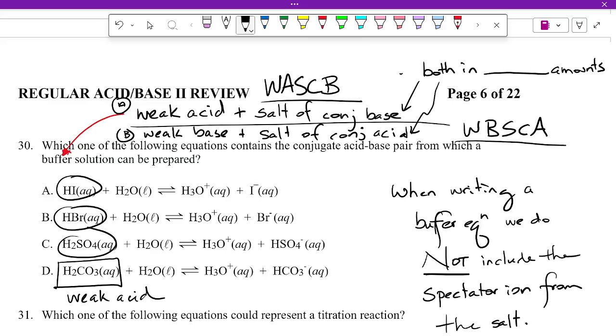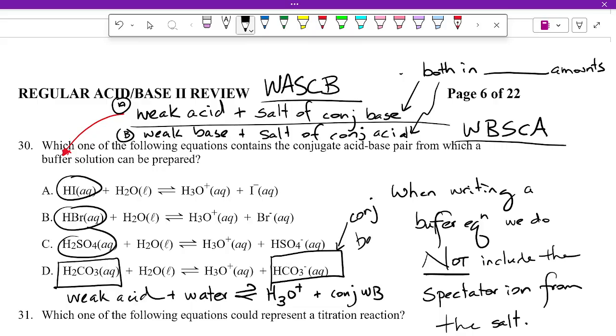Remember, when we write the equation of the buffer, we would write the weak acid plus water yields H3O plus and the conjugate weak base. That would be the acidic kind of buffer. So here we have our weak acid, here we have our conjugate base, and so that is our answer right there. Is that good? Okay.